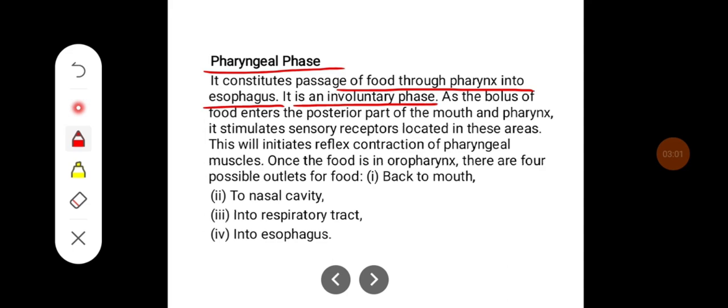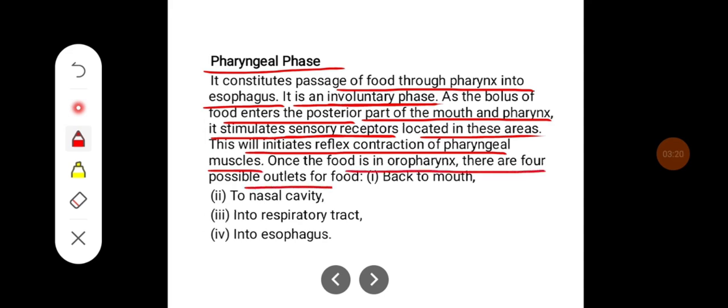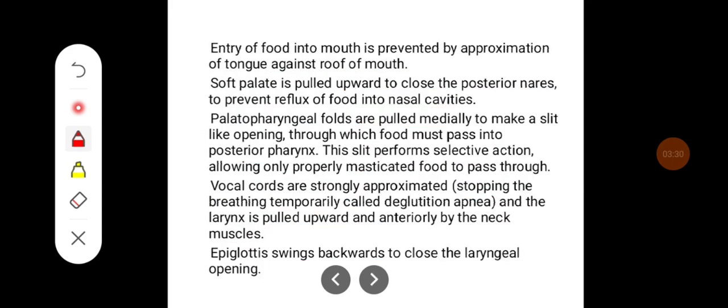Pharyngeal phase. It constitutes passage of food through the pharynx into the esophagus. It is an involuntary phase. As the bolus of food enters the posterior part of the mouth and pharynx, it stimulates sensory receptors located in these areas. This will initiate reflex contraction of pharyngeal muscles. Once the food is in the oropharynx, there are four possible outlets for food. First, it can go back into the mouth. Second, to the nasal cavity. Third, it may enter into the respiratory tract, or fourth, it should go to the esophagus.